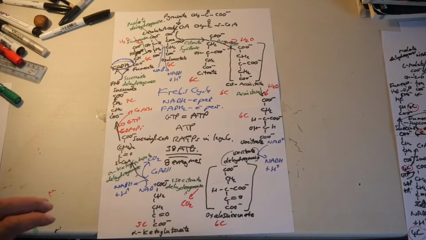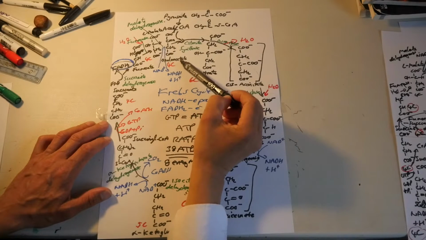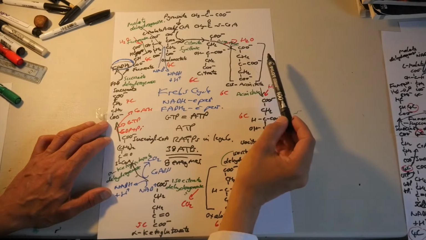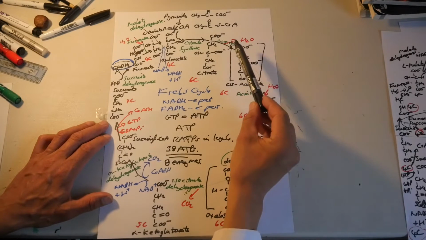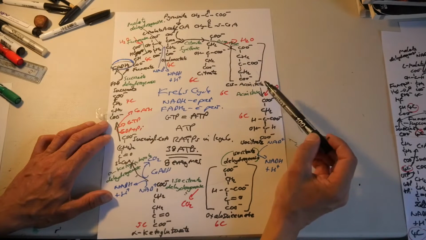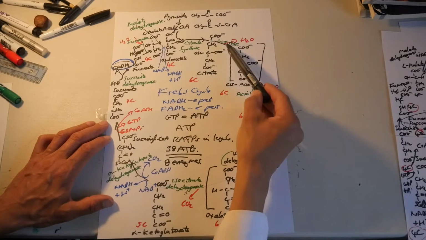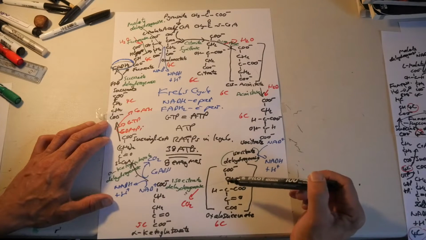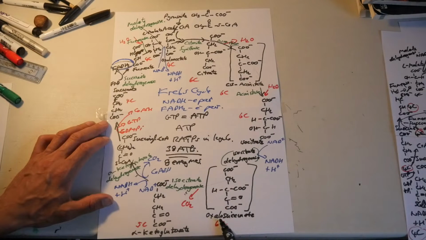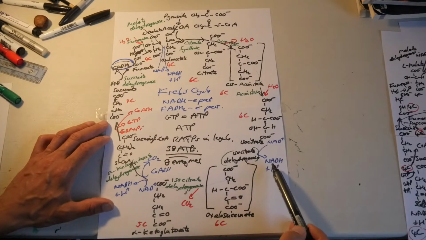I should also say acetyl-CoA joins up with oxaloacetate to make citrate. Citrate is converted to cis-aconitate by aconitase. Cis-aconitate is converted to isocitrate by aconitase. Water is released there, water is added there. Isocitrate is converted to this molecule, oxalosuccinate, by isocitrate dehydrogenase, so a hydrogen is removed.